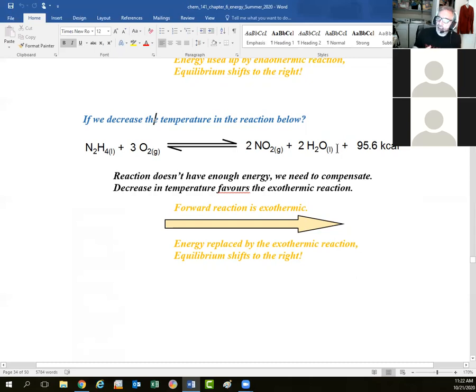Ultimately, what Le Chatelier is telling us is ways that we can manipulate a reaction to produce the products we want. So if the reaction wasn't producing enough nitrogen dioxide or water, we could lower temperature and trick the system into compensating for that loss and moving equilibrium to the right.